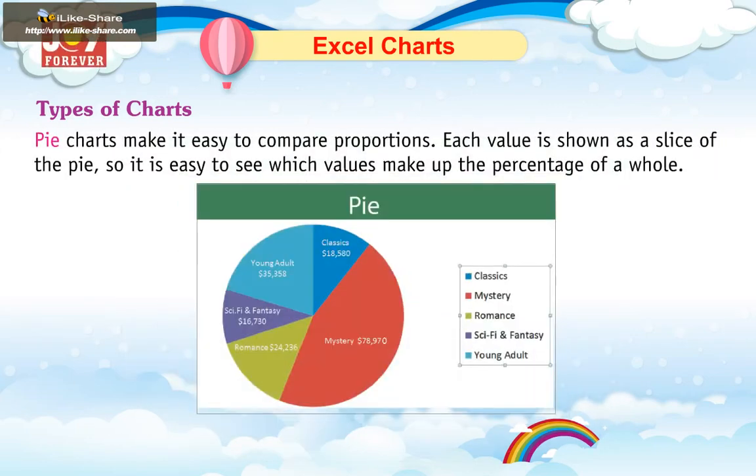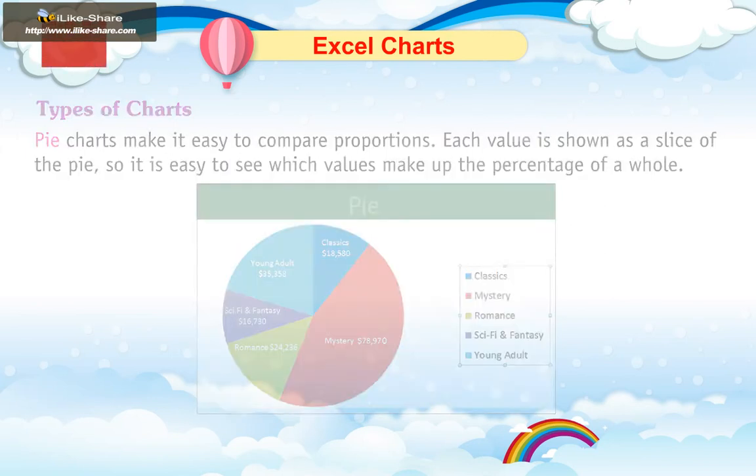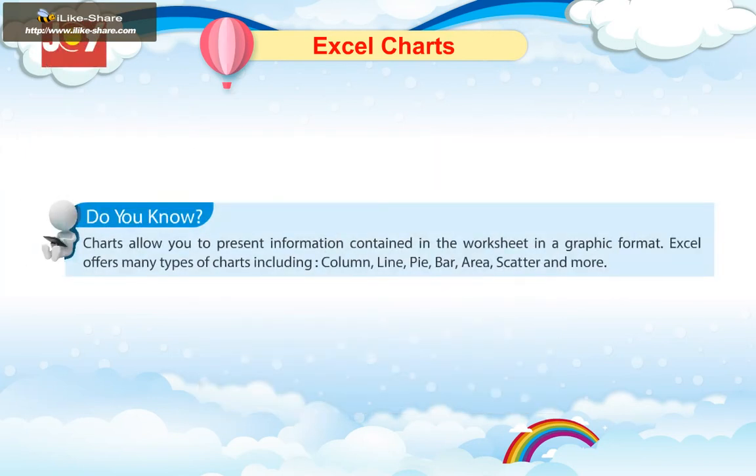Types of charts. Pie charts make it easy to compare proportions. Each value is shown as a slice of the pie, so it is easy to see which values make up the percentage of a whole. Do you know? Charts allow you to present information contained in the worksheet in a graphic format. Excel offers many types of charts including column, line, pie, bar, area, scatter, and more.